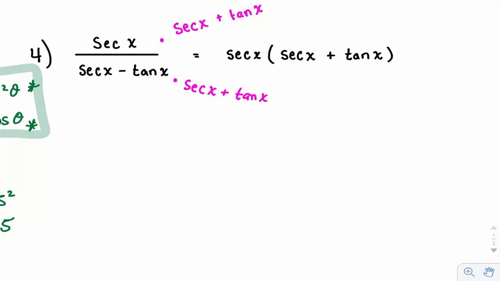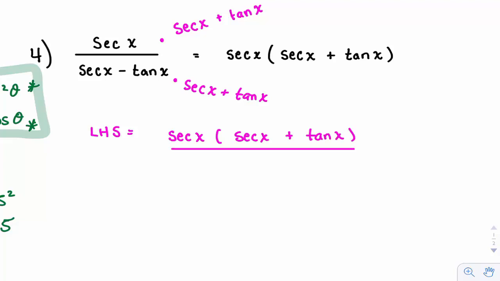So if I do that, on the left hand side, I'm going to have secant x, and then I have secant x plus tangent x. I tend not to multiply that out until I am able to simplify everything and see if stuff cancels. But down here I'm going to get secant squared x minus tangent squared x.